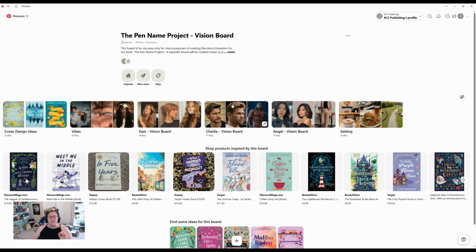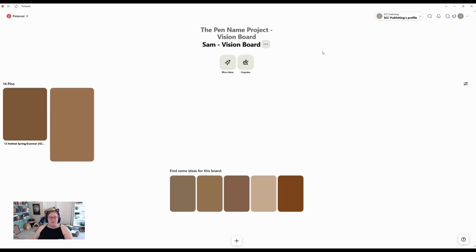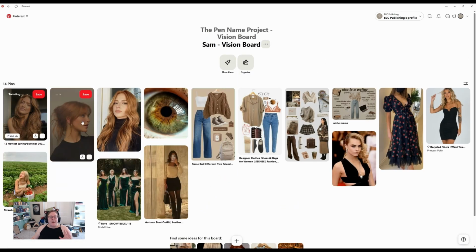But the main thing that I do these for are the characters and some setting stuff, because again, I'm a very visual person. So let's explore Sam. So Sam is the main female character. So I have a couple of pins on what she looks like.